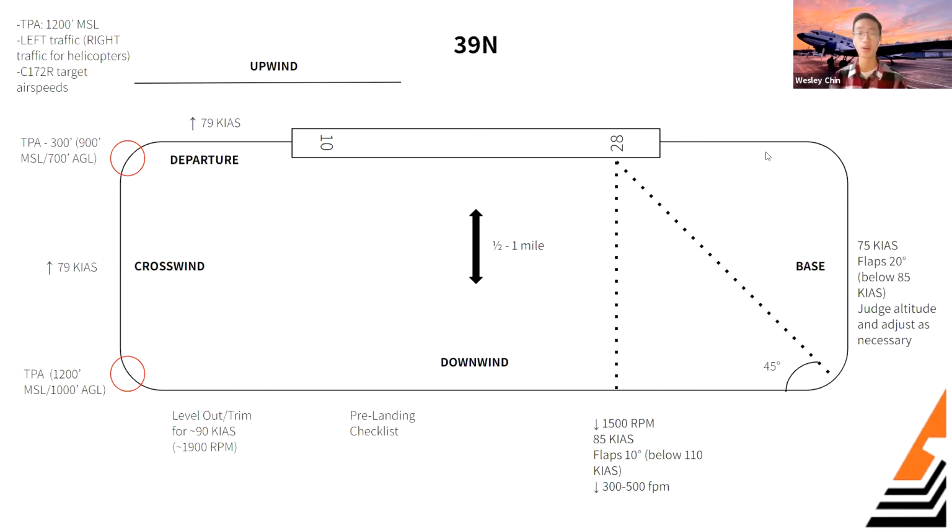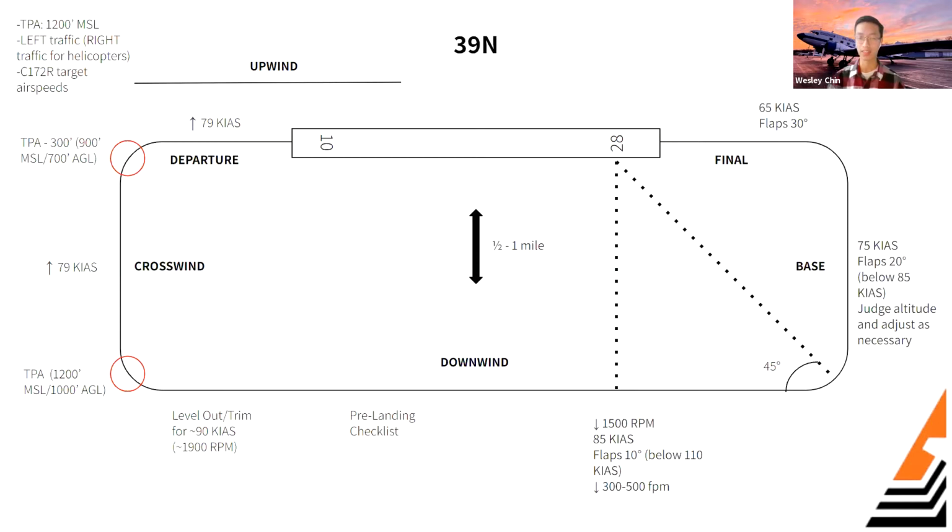Final? Cool, yeah, that's your final. So what we're going to do is get yourself nice and lined up with the runway and pitch for 65 knots, flaps down to 30 there on final. We haven't adjusted any of these numbers for wind or anything, but this is just your standard traffic pattern with target airspeeds for the 172R, right?